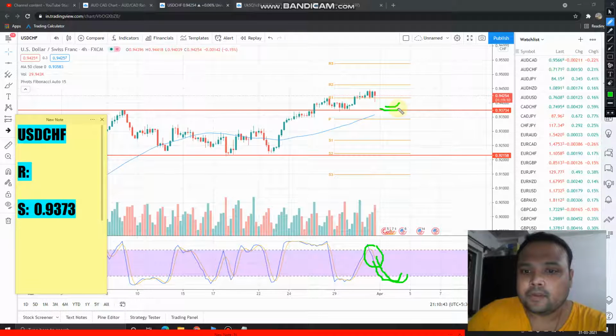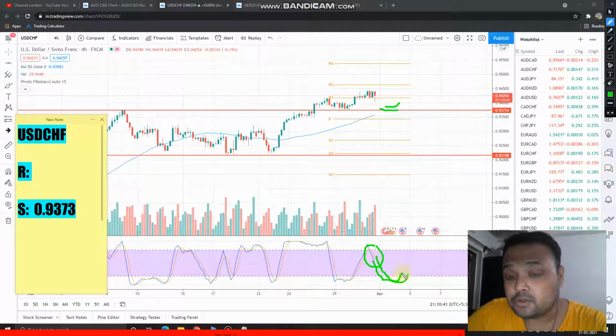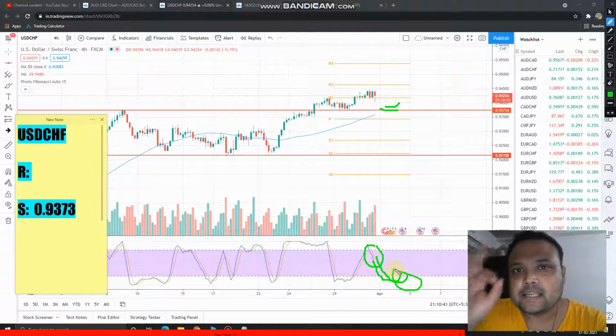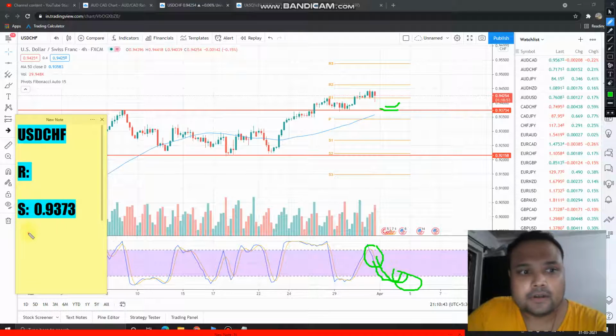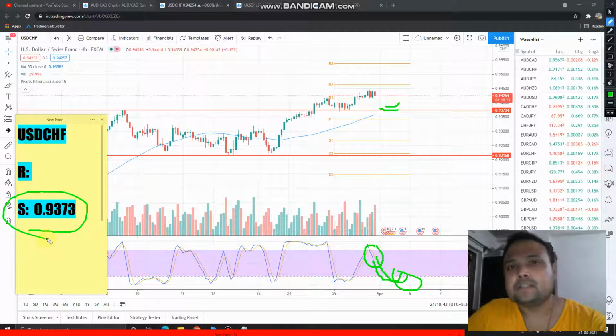Again I'm repeating, just wait for the stochastic RSI to come to the oversold zone. When the stochastic RSI will be moving up from the oversold zone, like this, just look at the position of the price. If you see that price is still trading above this 0.9373 level, just hit the buy button.